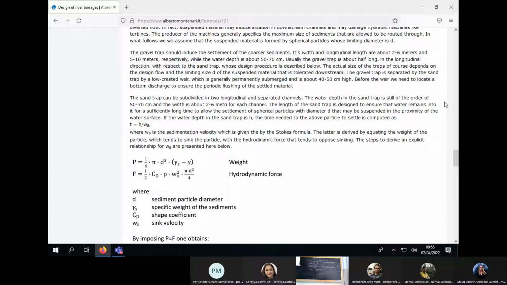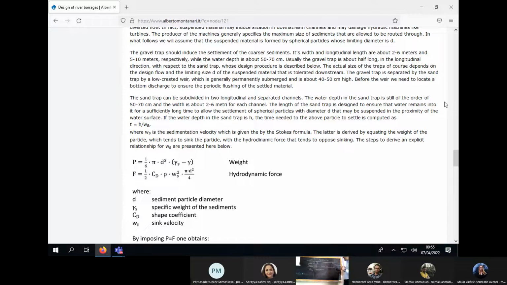And what is the width of the sand trap? Something that I cannot see on the blackboard because it's perpendicular to the blackboard. On the blackboard, I see the longitudinal direction, but what is the width in the transversal direction? It may be 5 meters, 10 meters. This is the order of magnitude.